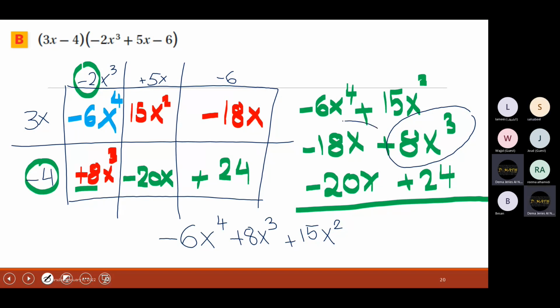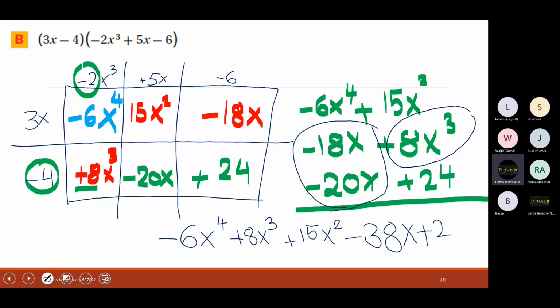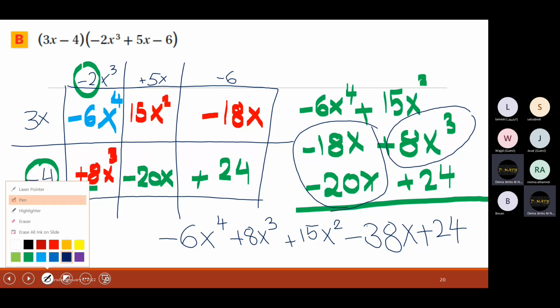So they are like terms. Can you combine them together? Yes. It will be negative 18x minus 20x, which is... Plus 24. Bravo. So here is the final answer.